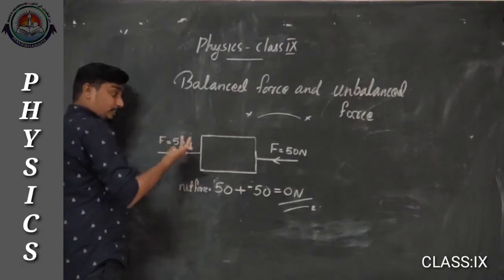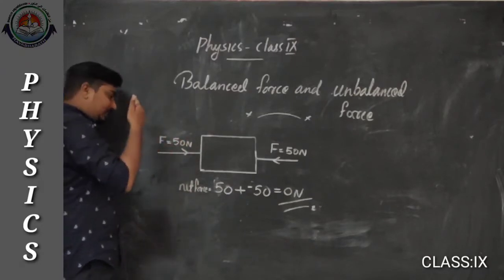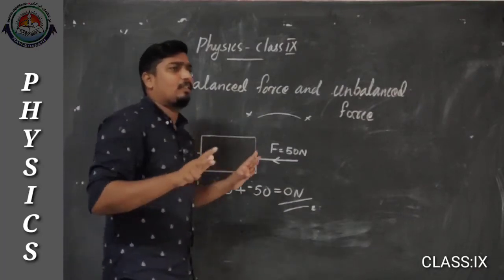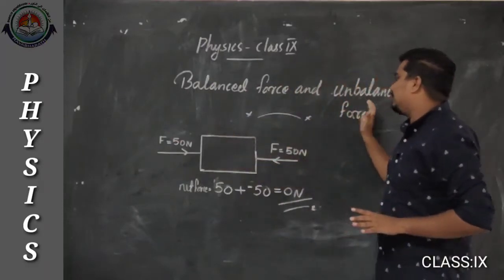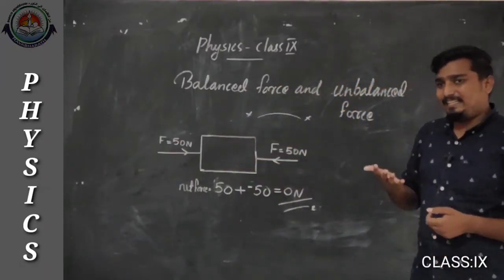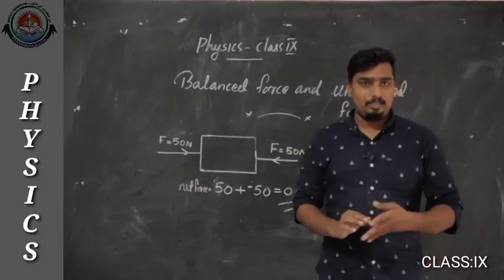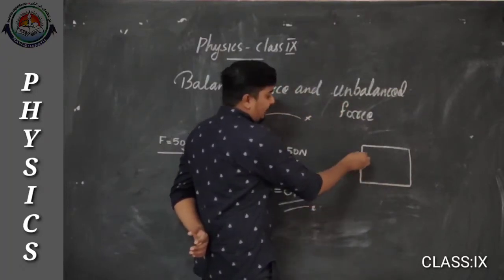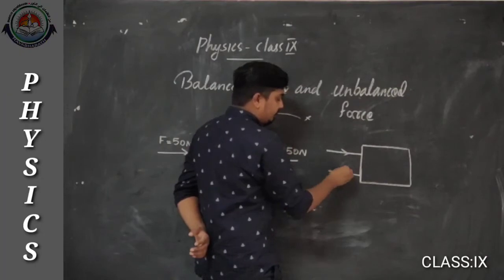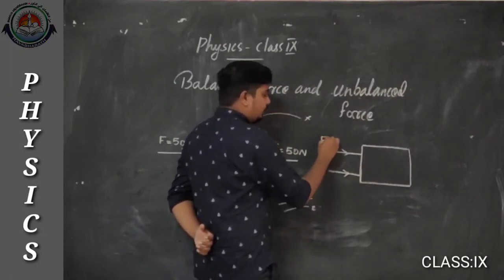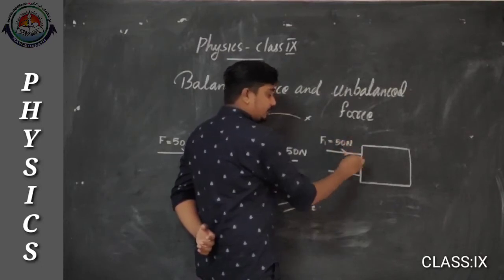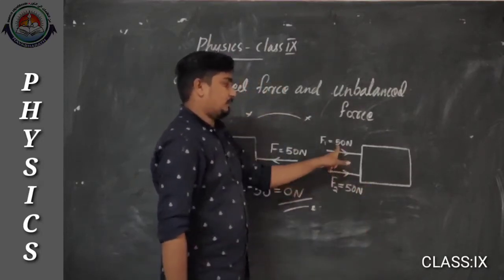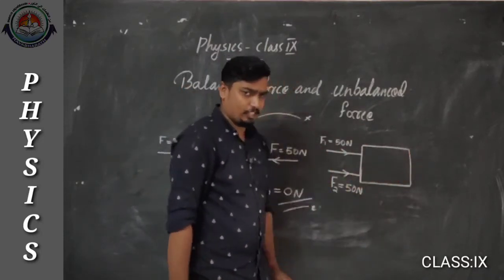Or the same force is applied in the same direction, or different forces are applied in the same direction, such forces are all called unbalanced force. In that case, the body will move. Listen here, one example. Consider a body. I am applying two forces, F1 equal to 50 Newton and F2 equal to 50 Newton, the same force in the same direction.